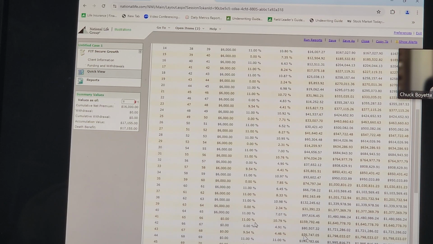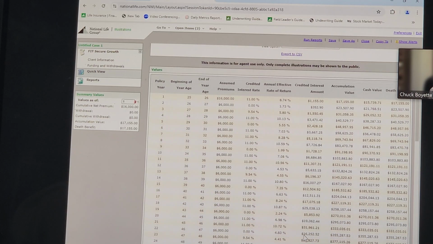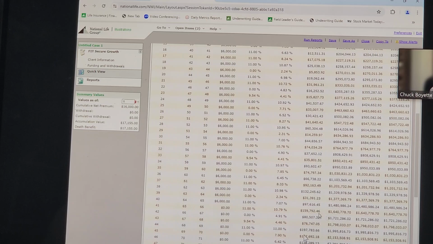And based on that, at age 65, let's go up to the top here, her accumulation value at age 65 is $1.6 million. That's the accumulation value. That's also the surrender value.